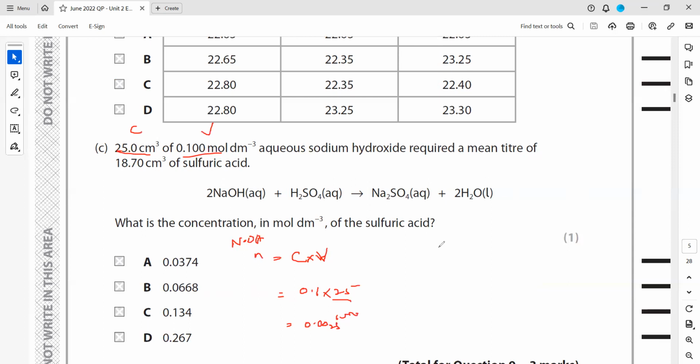And then use the ratio between sodium hydroxide and sulfuric acid. The ratio is 2:1. So if it is 0.0025, this will be X. So this should be half of it, 0.00125. That will be the moles of sulfuric acid. And the volume is there. Concentration we can work out.